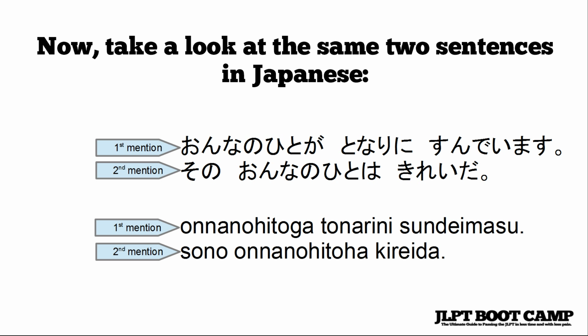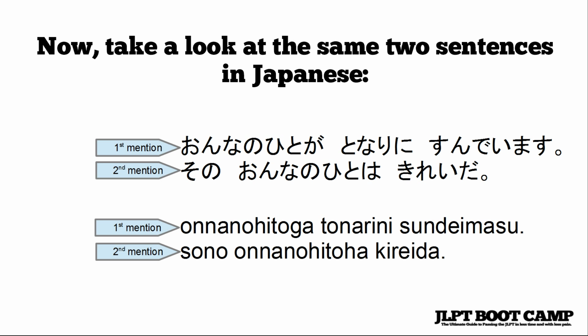And this is true for common nouns, not things that are one of a kind, not proper names. We can use this for common nouns. The first time we mention a common noun, use ga. Second time we mention it, use wa to refer to that same specific noun that we mentioned before.